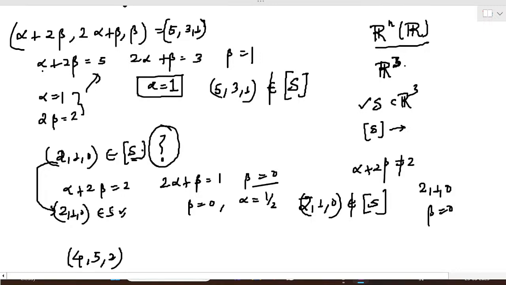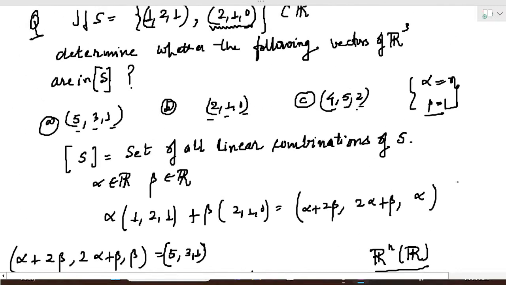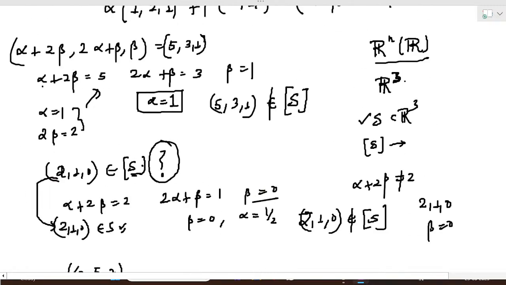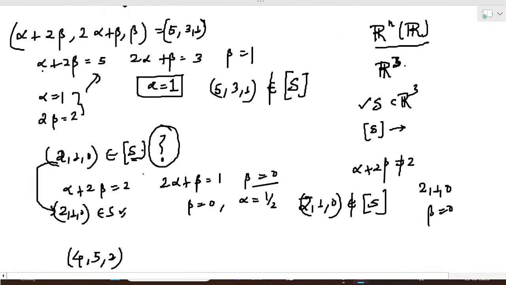Because see, 2 comma 1 comma 0 already belongs to set S now. See, here it is. It already belongs to set S. Since it already belongs to set S, the best way is to take alpha equal to 0 and take beta equal to 1. And your things will be done. Because if you take alpha to be non-zero, then it will never be there in the linear span of S. It does belong. Siddhi, it does belong. Sorry, my mistake.